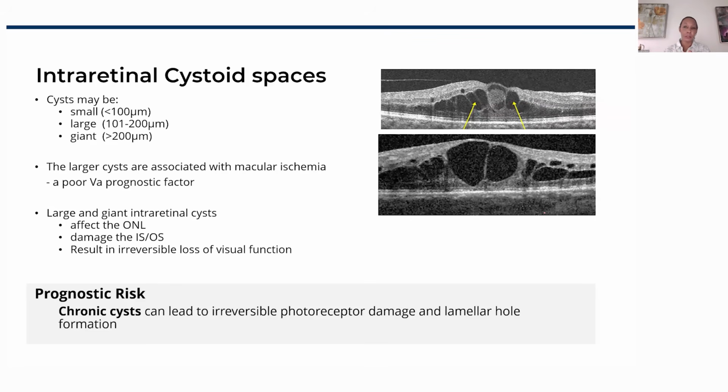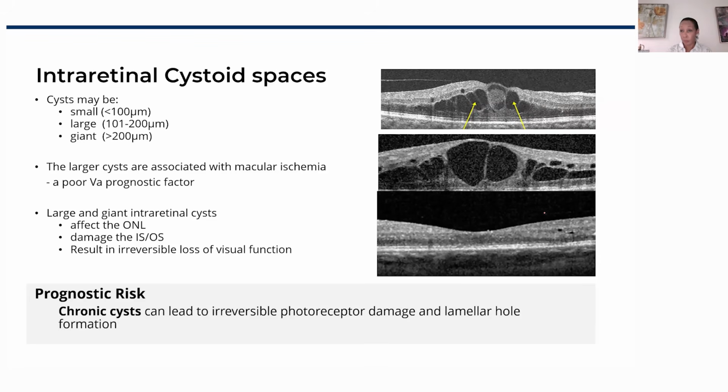So even though you do your anti-VEGF and you do get an improvement and the retina thins, or the cyst actually collapses and the intraretinal fluid is reabsorbed, the actual vision may not improve much because you have atrophy and permanent damage, because the cyst has structurally changed the internal connections within the retina. So this is something that can give you a prognostic value when you're planning treatment for patients: these large and giant intraretinal cysts do not necessarily give you a good visual acuity and are a poor prognostic factor because it leads to irreversible photoreceptor damage, and it can also lead to lamellar hole formation.